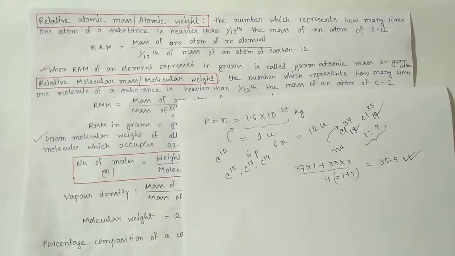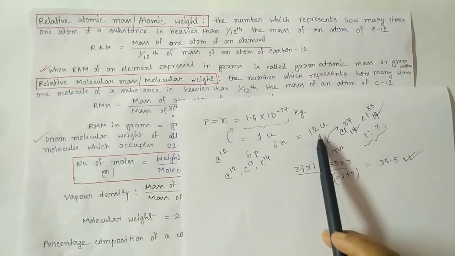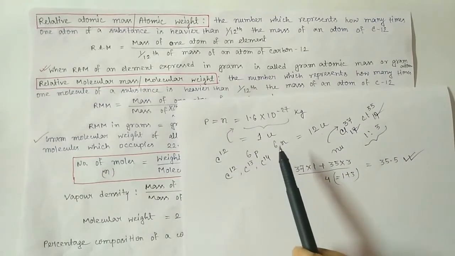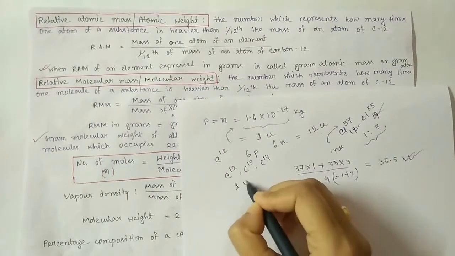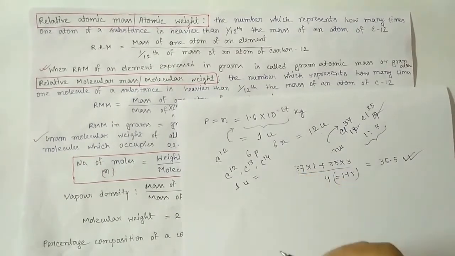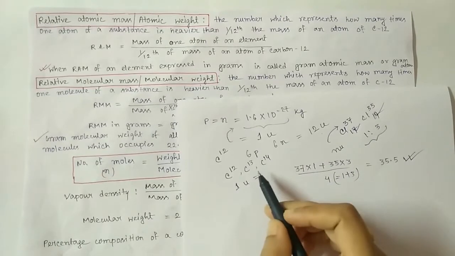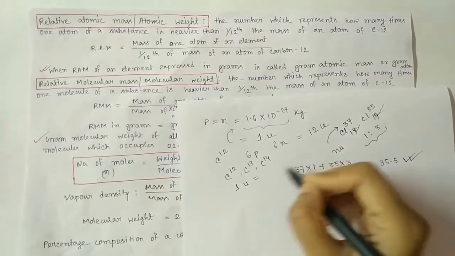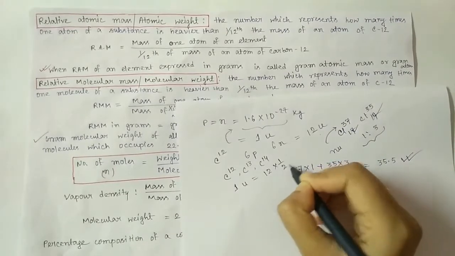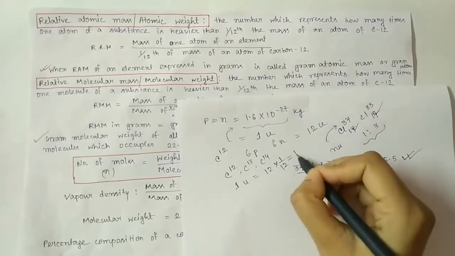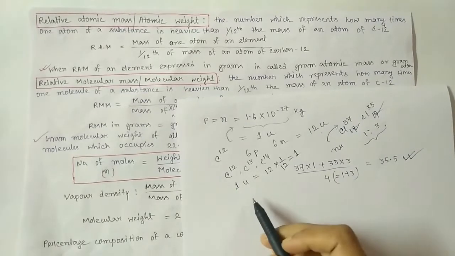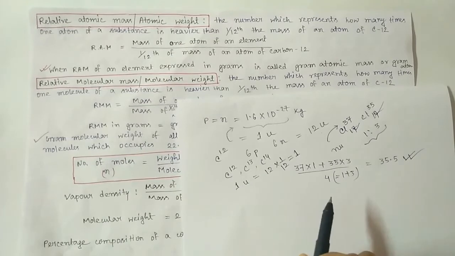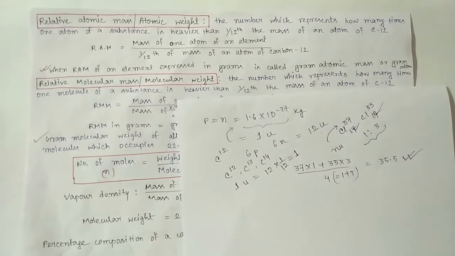And exactly here you can see that as 12 U is the atomic mass of C12, so 1 U, or 1 atomic mass unit, is actually 1/12 of the mass of one atom of C12. You can say 12 into 1/12 is equal to 1. So that is why 1 AMU, 1 atomic mass unit, is equal to 1/12 of the mass of one atom of C12.